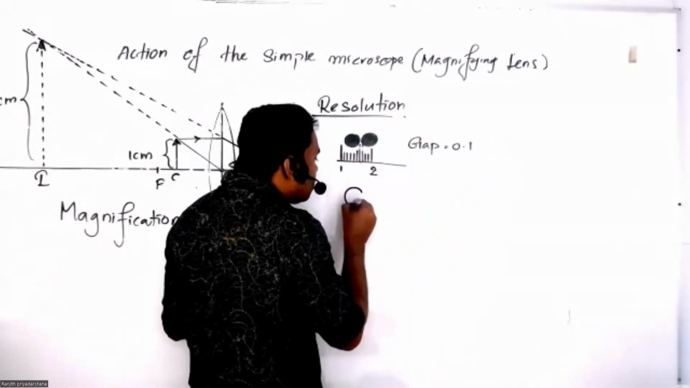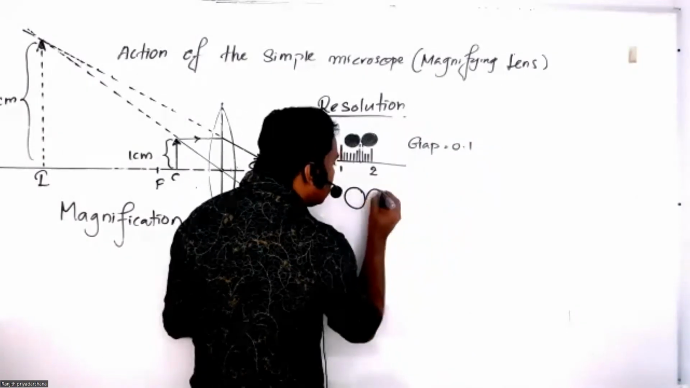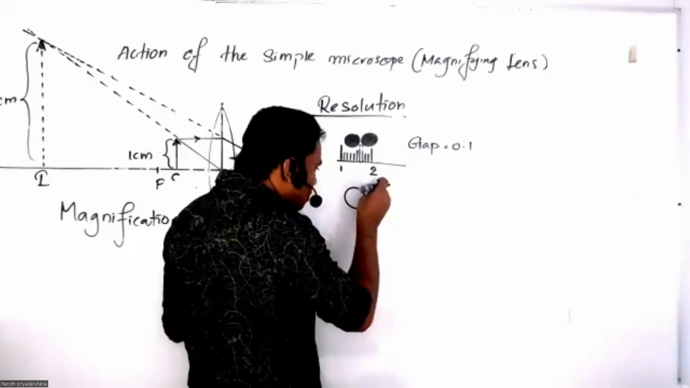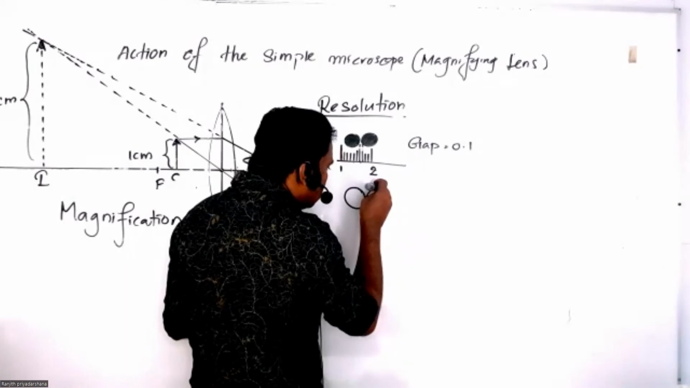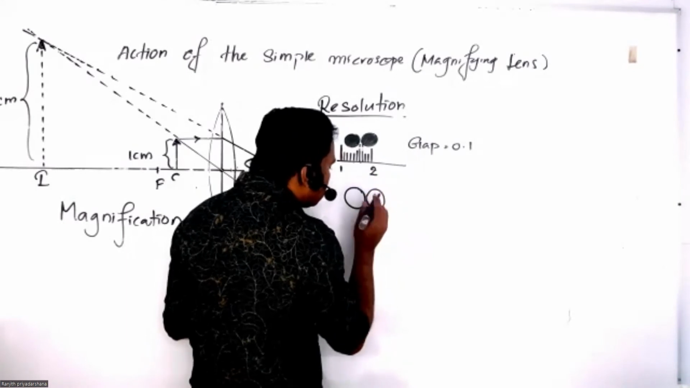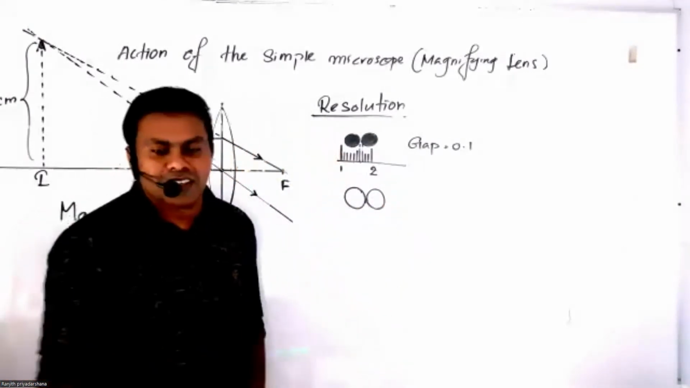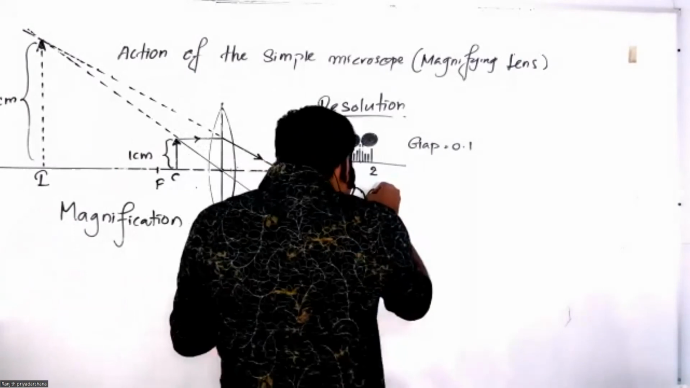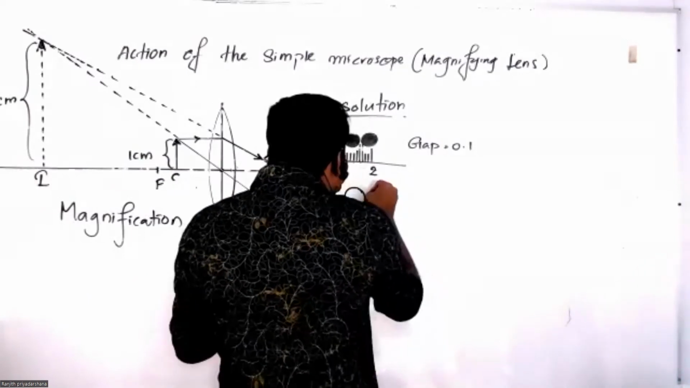But if it is closer than 0.1, you cannot see that as two separate objects. Sir, please magnify it. No, we have to magnify it, that's why I told you. This gap cannot be observed through the naked eye, so you have to use a magnification lens.